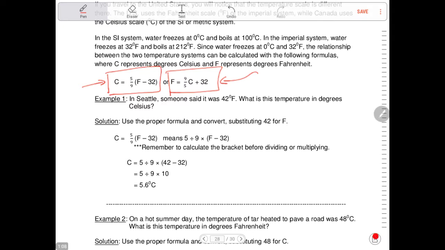So example 1: in Seattle, someone said it was 42 degrees Fahrenheit. What is this temperature in degrees Celsius? So you always start with the blank formula. So it's 5/9 bracket F minus 32, and F is where you put your Fahrenheit temperature. So next step, let's put in our value. You can put that 5/9 in brackets if you want, because we're doing multiplication. Anyway, the F value would be 42 minus 32.